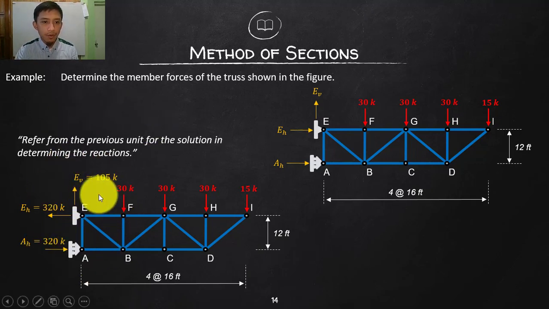We ended up before with the vertical reaction at E to be 105 kips, and the horizontal at that support to be 320 kips going to the left. Then, if you summate horizontal forces, that will be countered by the support reaction at A, which is 320 kips to the right. Again, the solution is presented in the previous unit, so please refer to that solution.